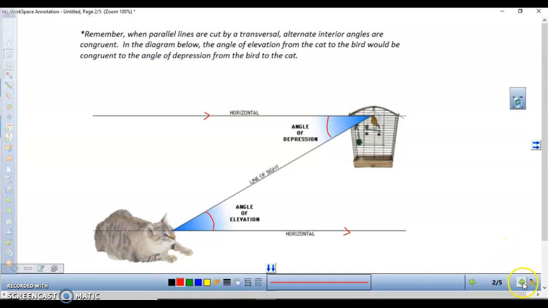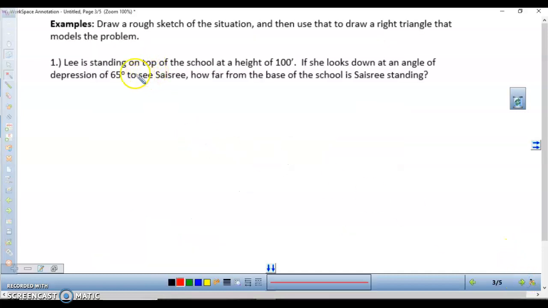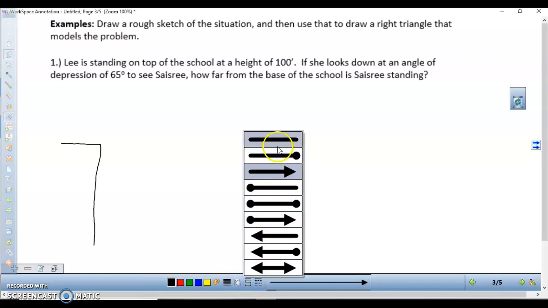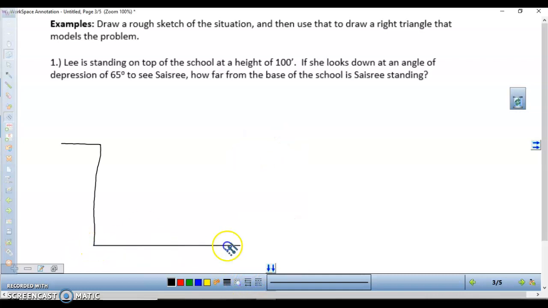All right, so let's look at some examples. So Lee is standing on top of the school at a height of 100 feet. Let me do my best here to draw the school. So here we go. Here's the school. And we need some ground here. Let's draw the ground.